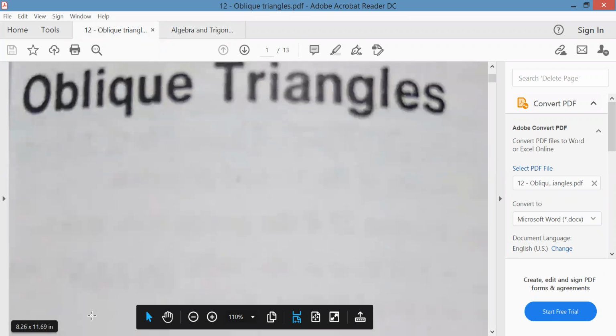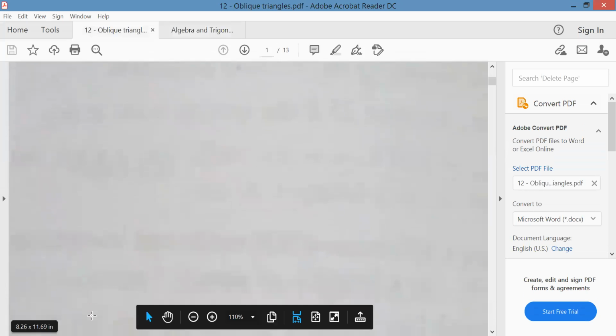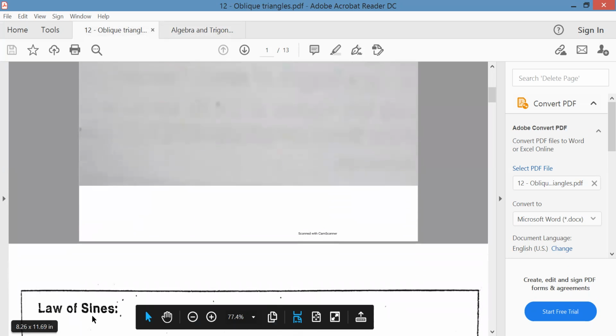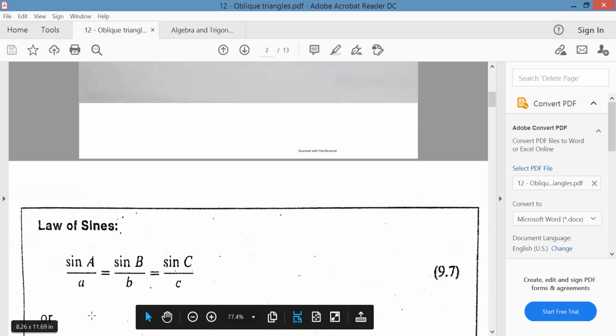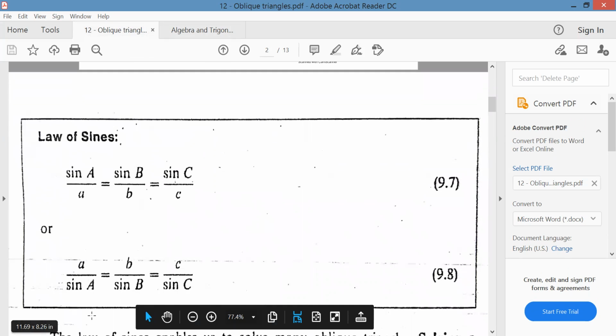Today's topic is the solution of oblique triangles. Two important laws you will be studying. One is called the sine law and another is called the cosine law. These are the laws to solve the oblique triangles. The first law is in front of you, that is sine law.